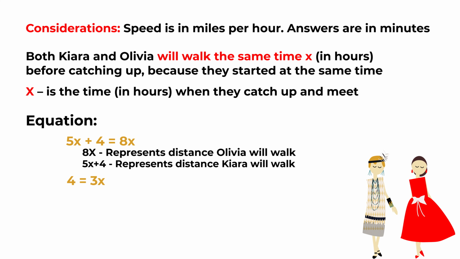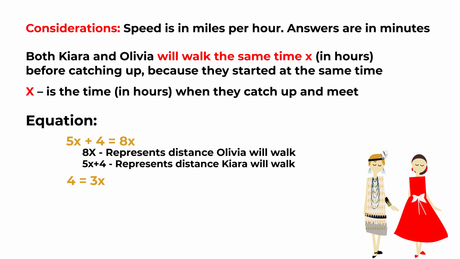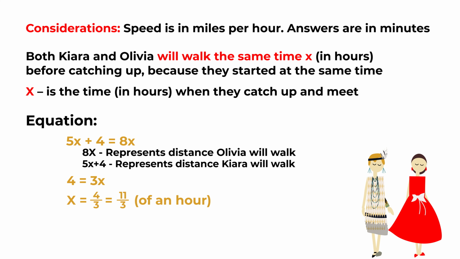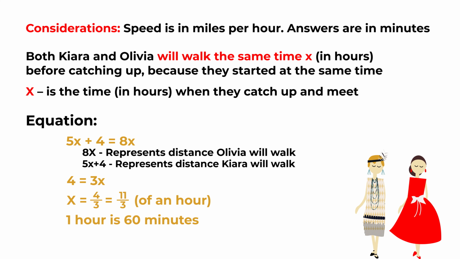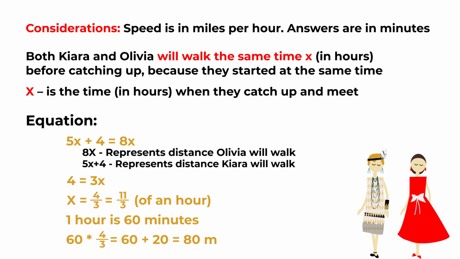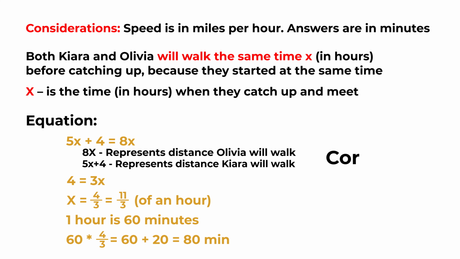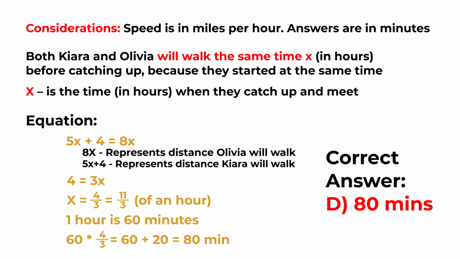So if we simplify this equation, 4 will be equal to 3x, and x will be equal 4/3 or 1 1/3 of an hour. And now is the time to do the conversion. 1 hour equals 60 minutes. 60 multiplied by 4/3 equals 60 plus 20 equals 80 minutes. So the correct answer here is choice D, 80 minutes.